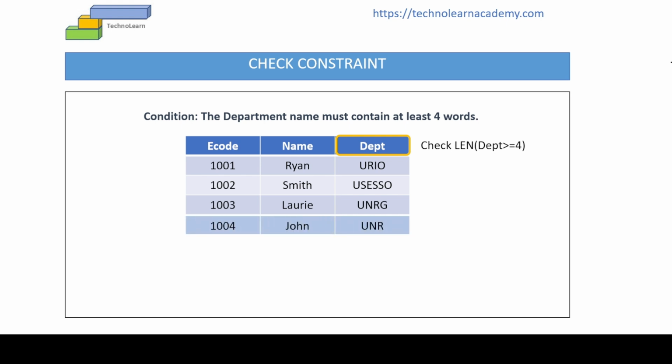We are trying to insert a new record. The length of the new record UNR is 3 words only. As per the rules, we cannot insert any record where the length of the words is less than 4. So we cannot insert this record because the word count is 3.